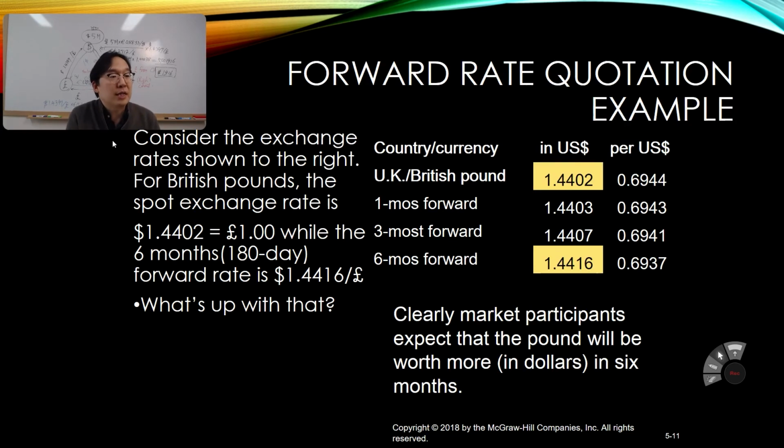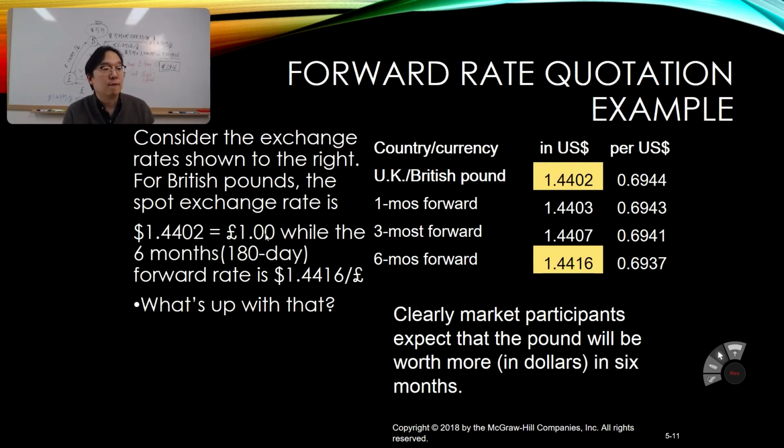Now, consider the exchange rates shown to the right. For the British pound, the spot exchange rate, the US dollar and British pound exchange rate, is $1.44 per pound, while for the 6 month, 180 days, right? 365 days divided by 2 is 182.5 or something, but there we use the 360 days convention, and then half is 180 days. And then the forward rate is $1.4416 per pound. Okay, that's a direct quote from the US perspective.